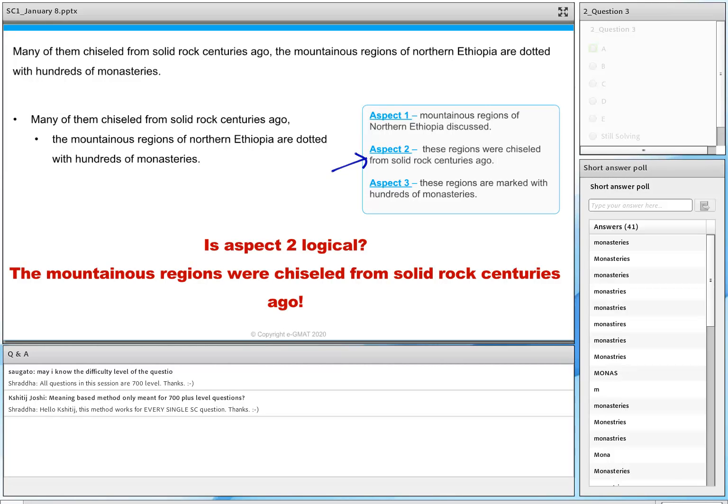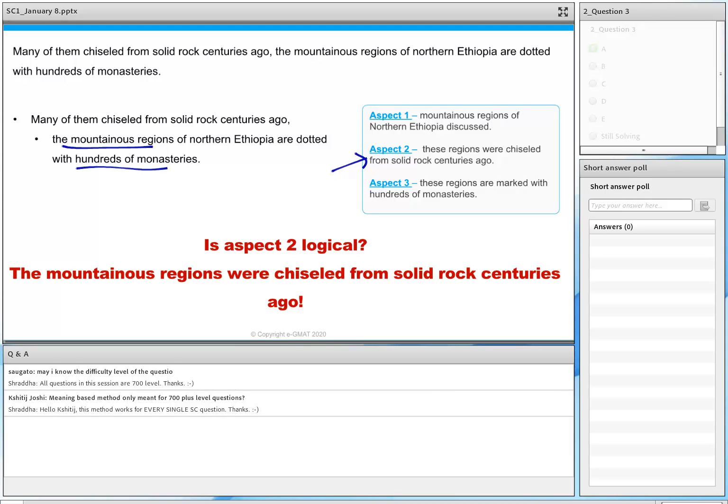So I completely understand, and I completely agree, that you all understand that the way the sentence is written, it's not logical at all. It is not the mountainous regions that are chiseled. It should be hundreds of monasteries, because those are man-made entities in this sentence. Okay, so now that we understand the logic of the sentence so well, let's see, can we preempt or predict what my correct answer choice should look like?